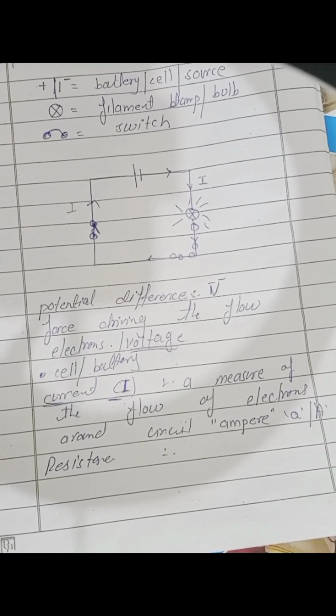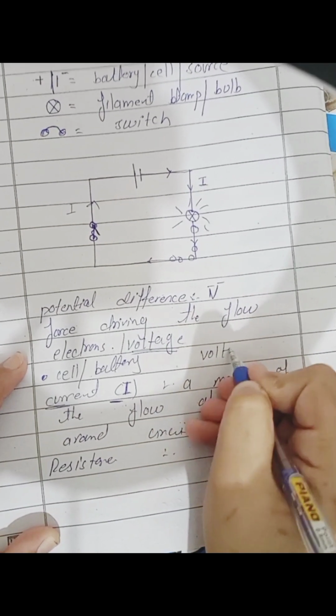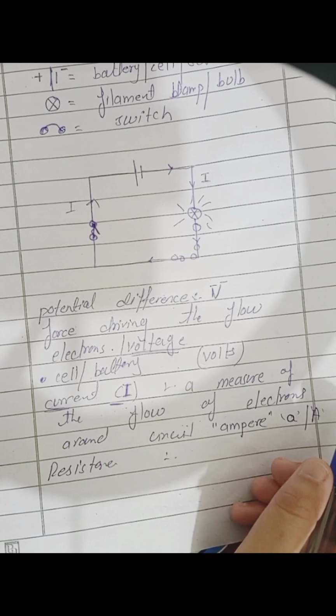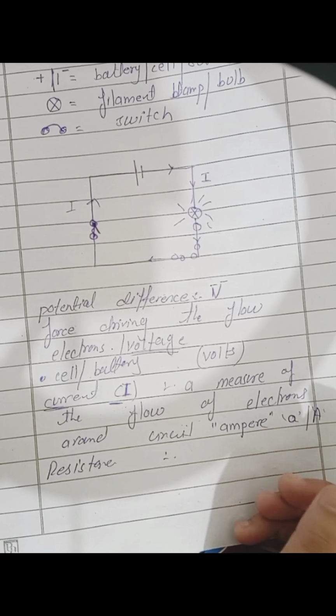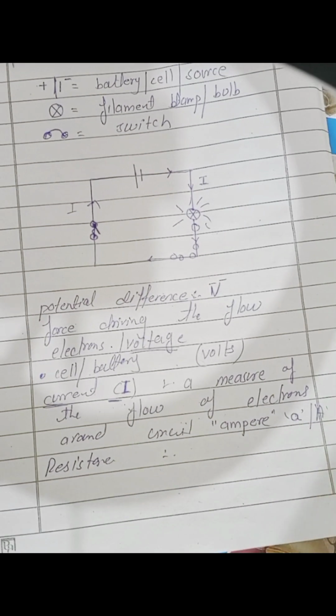Okay. And what is the measurement of the voltage? It measures in volts. We say sometimes that a 256 volt voltage, like light current, is coming from the main source. So this is the thing.